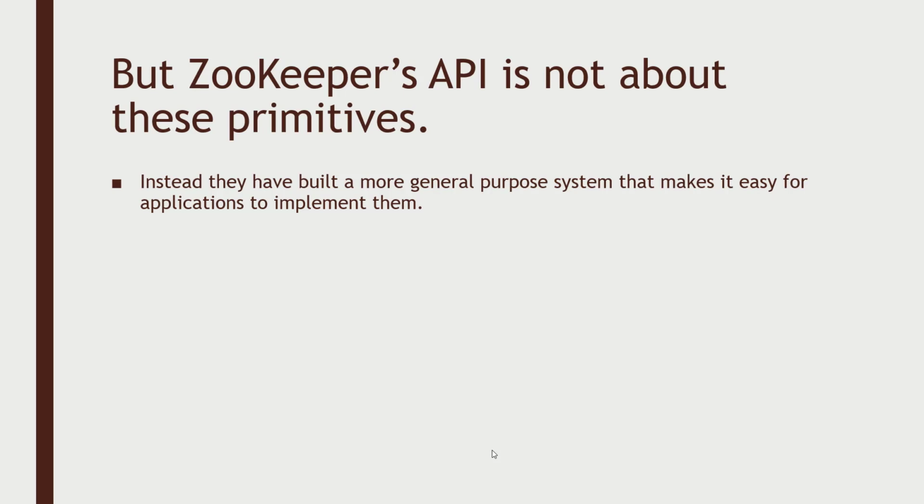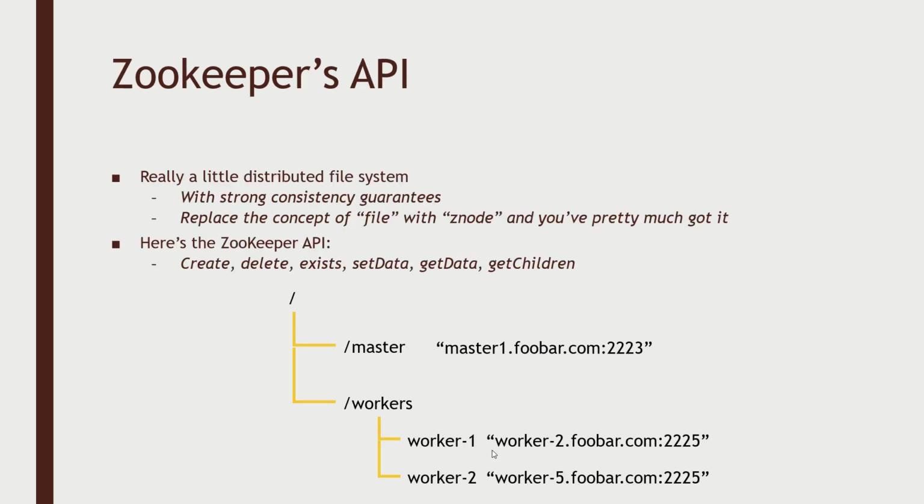But ZooKeeper is much more general. The idea here is that instead of providing these very specific APIs for specific problems, it provides this very consistent little distributed file system that any application on a distributed system can write to and read from. By making this a more general system, it pushes the logic of how to deal with these failures to individual applications, but it does solve the problem of making sure that data is stored consistently and reliably to every node on the cluster.